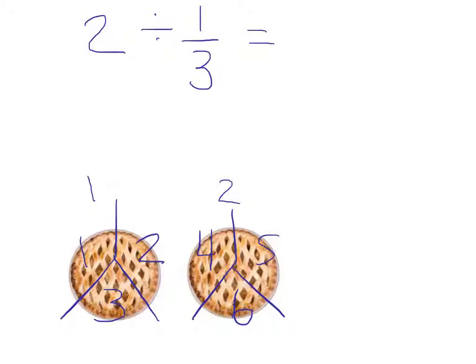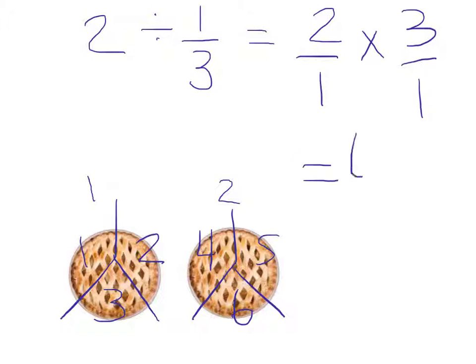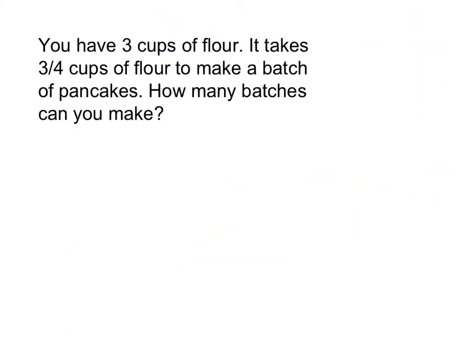So let's see if the math checks out. 2 divided by 1/3 is the same as 2 over 1 multiplied by 3 over 1, which equals 6 over 1, which equals 6. So you can see this totally makes sense with our pie example. Let's try a word problem. So you have 3 cups of flour. It takes 3/4 cups of flour to make a batch of pancakes. How many batches can you make?